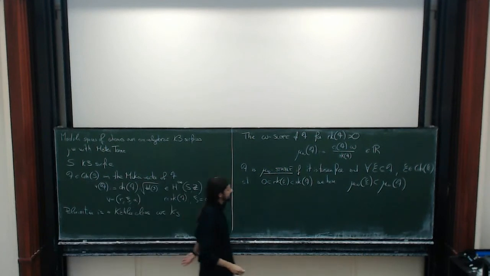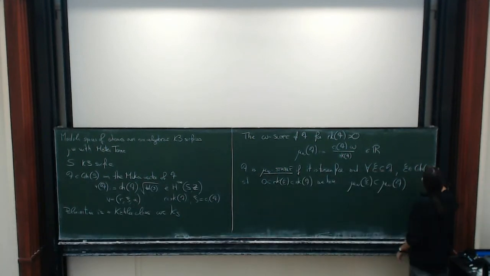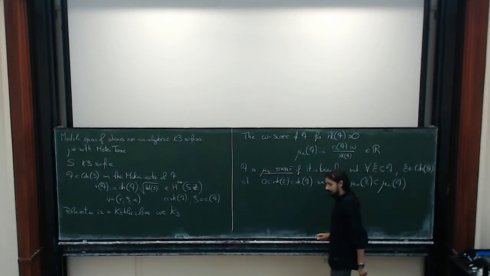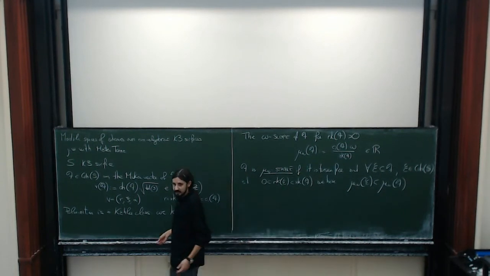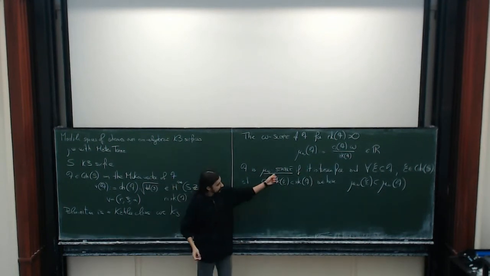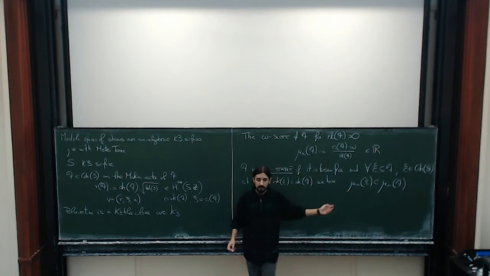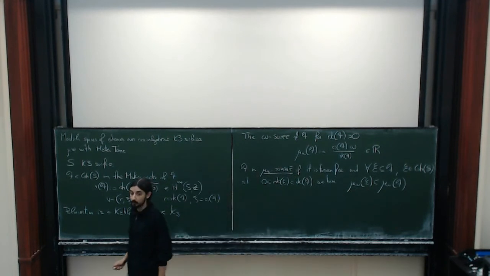So coherent on S, yeah, sure. Sorry. Thank you. So the definition is exactly the same one. Clearly, if you allow here the large inequality, then you call your sheaves mu omega semi-stable.